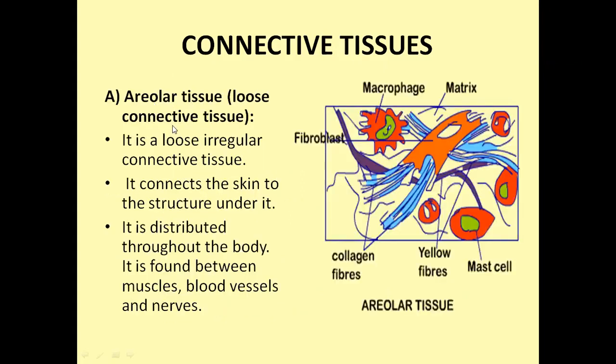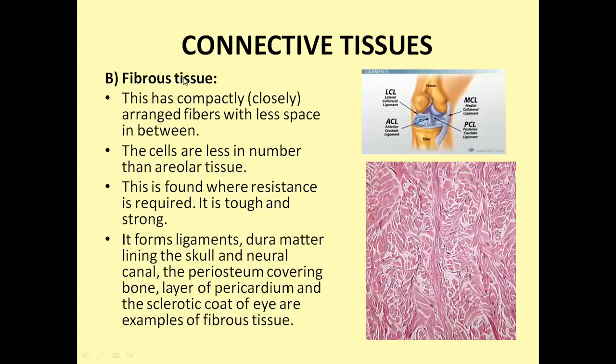So areolar tissue is a loose, irregular connective tissue. It connects the skin to the structure underlying it. It is distributed throughout the body, and it is found between muscles, blood vessels, and nerves. So just beneath the skin, you have this areolar tissue. And this connective tissue, fibrous tissue, has compactly arranged fibers with less space in them. The cells are less in number than in areolar tissue.